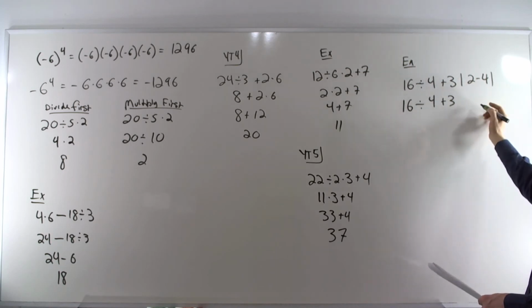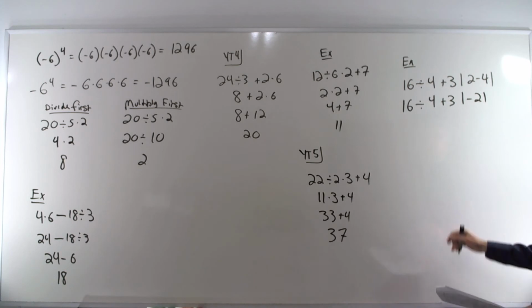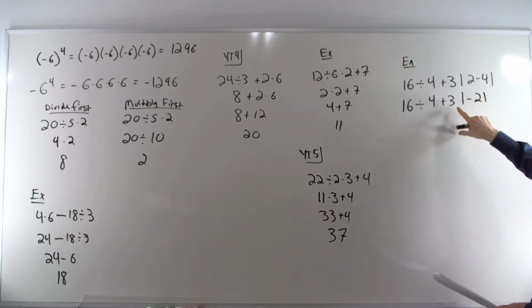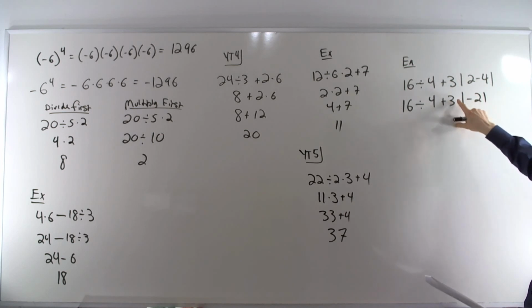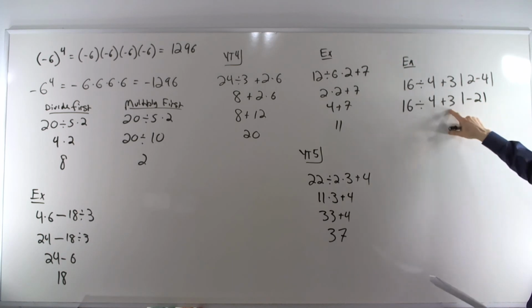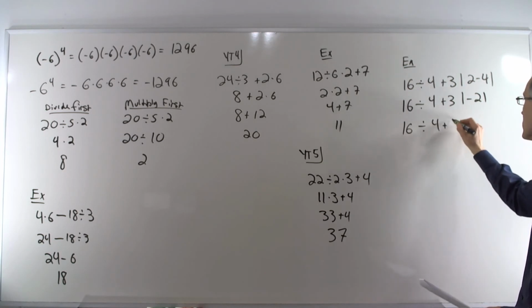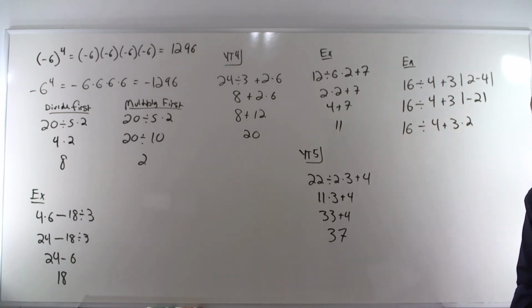So here we've got 2 minus 4, which is -2. So we've got the absolute value of -2. Now we're going to evaluate this, and anytime you have a number right outside of a grouping symbol, this is multiplication. So once we evaluate the absolute value of -2 to be 2, we're going to end up with 3 times 2 here. So that's 16 divided by 4 plus 3 times 2.